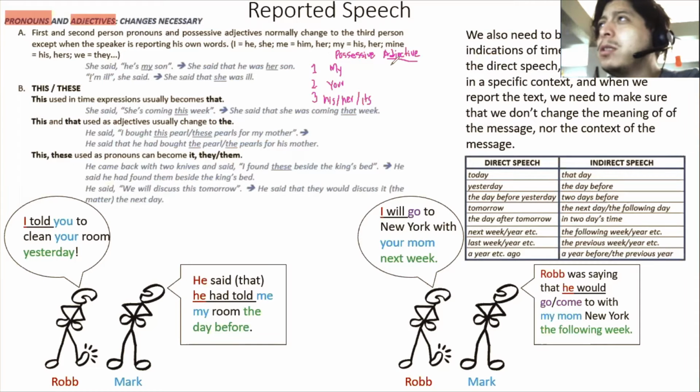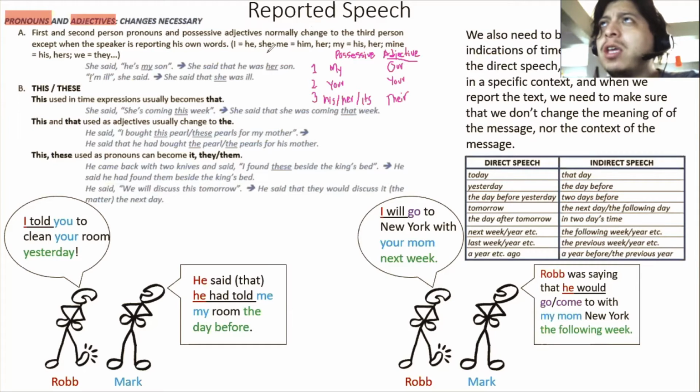If you have plurals, you say our, your, and their. So these are very important. We are going to use them, okay? So it says, first and second person pronouns and possessive adjectives normally change to the third person, except when the speaker is reporting his own words.